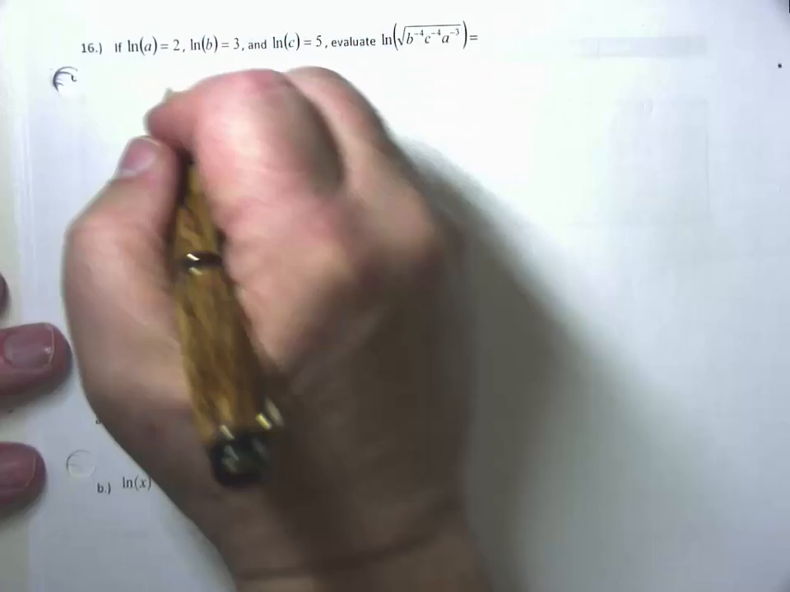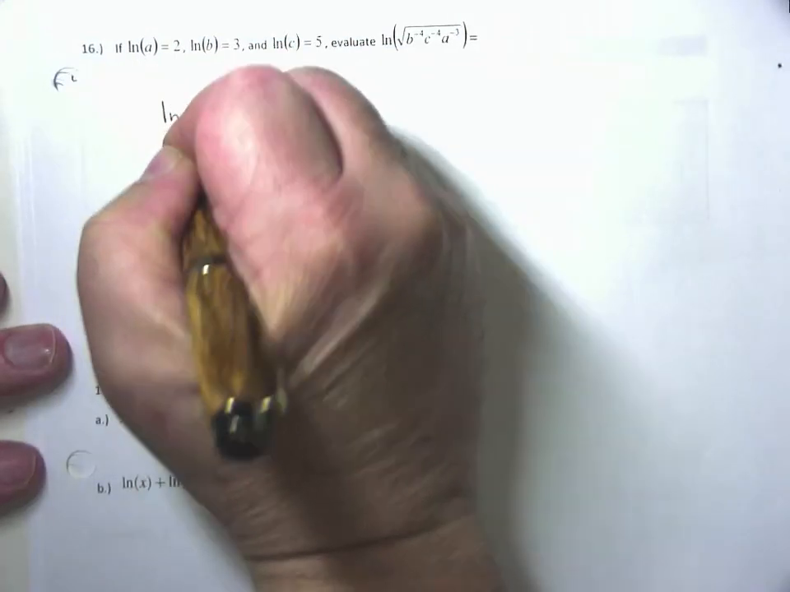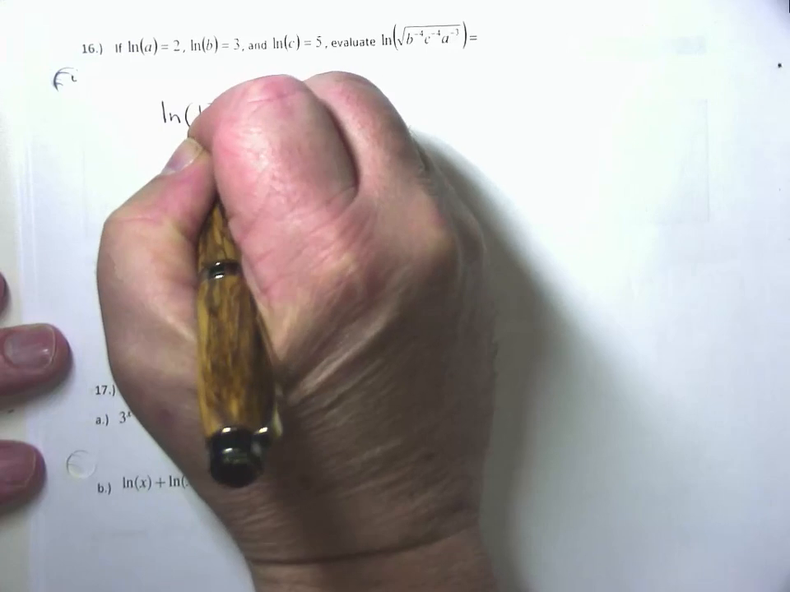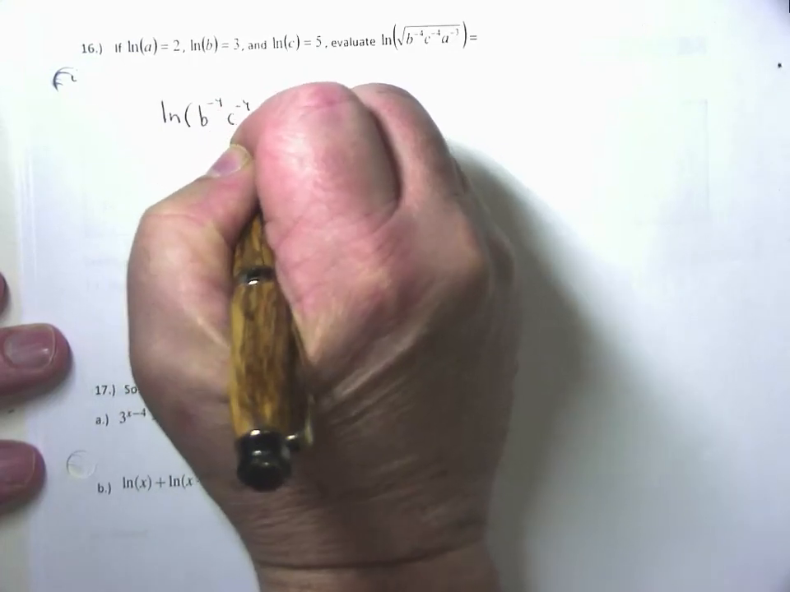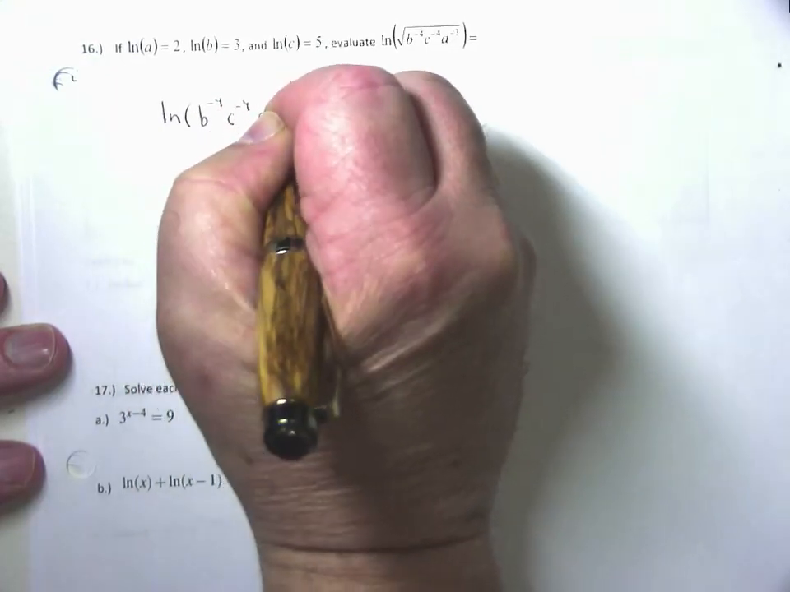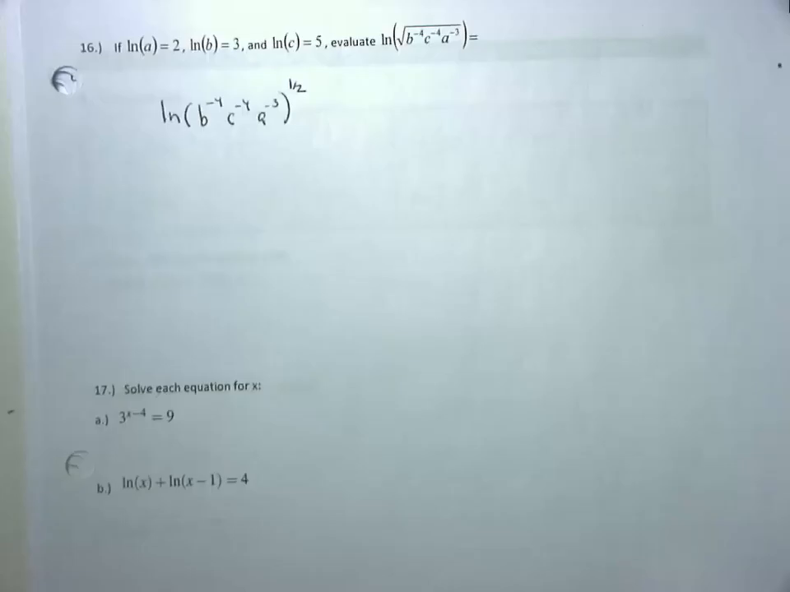I don't do square roots, so this will be the natural log of b to the negative 4, c to the negative 4, a to the negative 3, raised to the half power, because the square root is the half power. According to log properties, I'm going to try to clean this guy up, because I'm going to try to substitute in for the natural log of b, 3. Substituting in for the natural log of a, I get to plug in 2. And plugging in for the natural log of c, I get 5, which I need to bust this thing up.